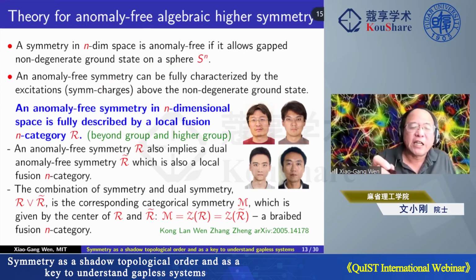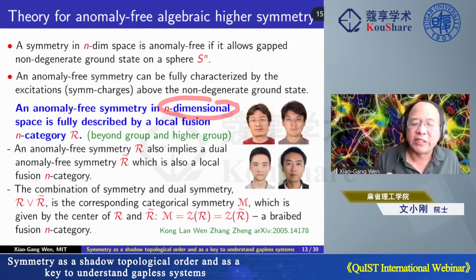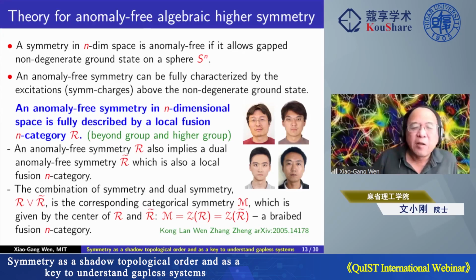And those excitations can fuse and braid. So in a sense, this anomaly-free symmetry can be described by a fusion n-category if our space is n-dimensional. Yeah, so this is the general message: using the fusion and braiding of symmetry charges, we can fully characterize a symmetry. But because symmetry charges can be point-like, string-like, or membrane-like, in higher dimension we need to consider a higher category to fully describe a symmetry. And this description can go beyond a group, and higher groups can include non-invertible symmetry.